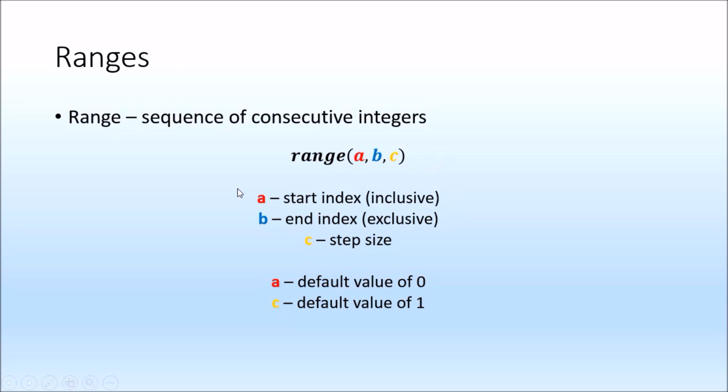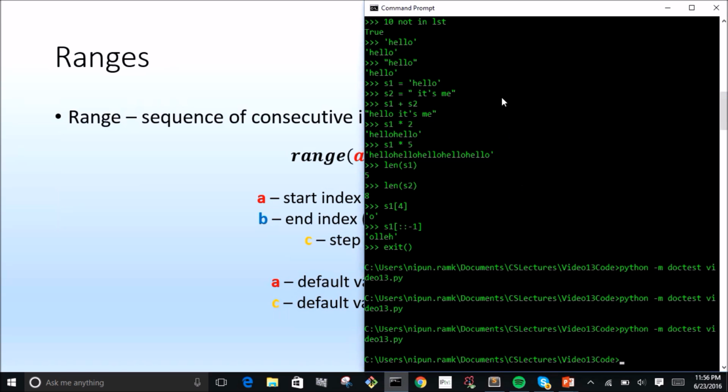A is going to be our start index, and B is going to be our end index. And like list slicing, the start index is inclusive, the end index is exclusive, and C is our step size. And then A and C have a default value of 0 and 1 respectively. So the best way to see this is, let's just look at some examples.